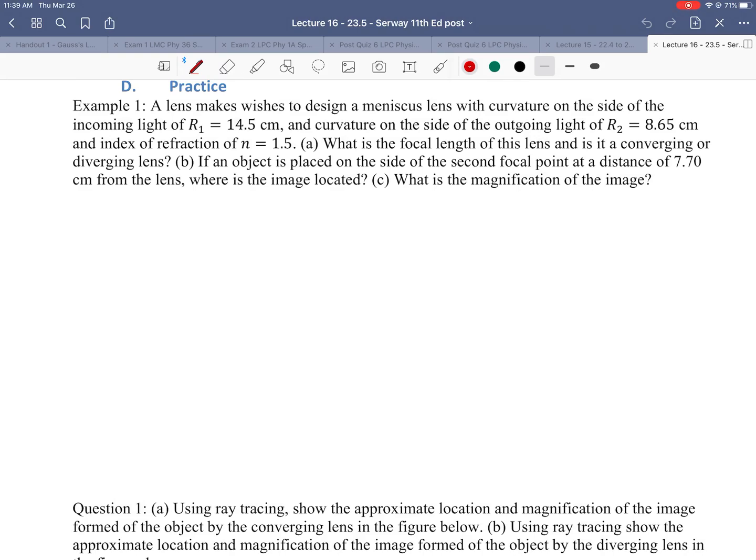Hello and welcome to part 2 of our lecture on thin lenses. In this part, we're going to go over some examples, starting with example 1.